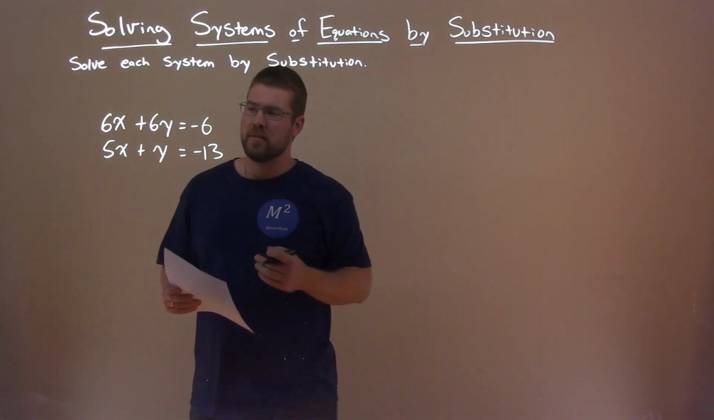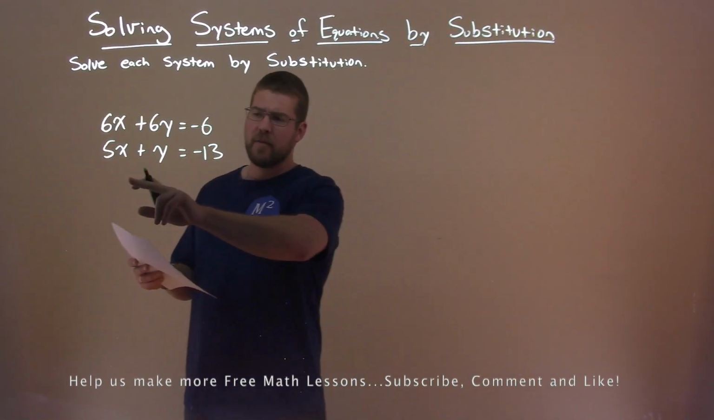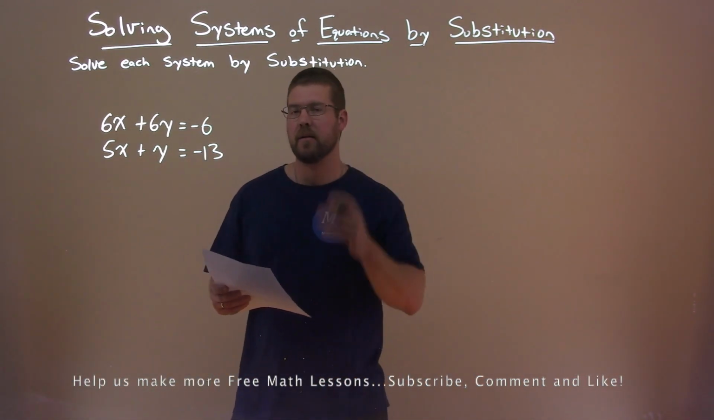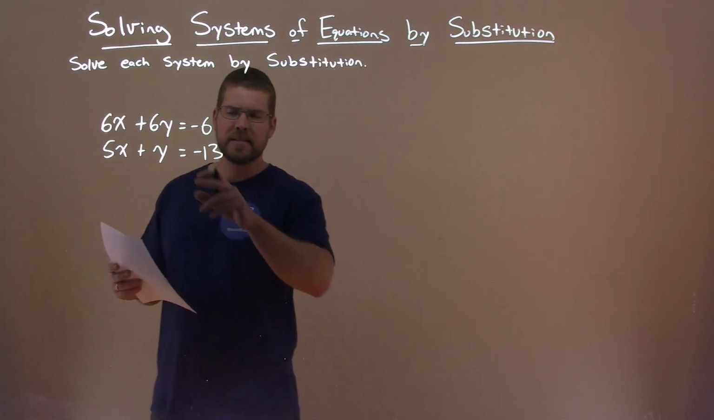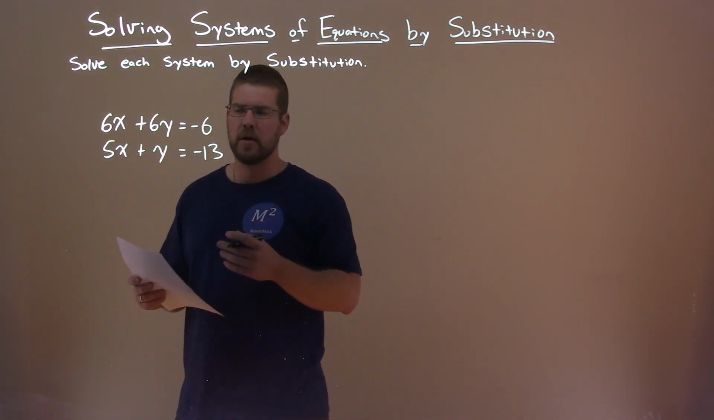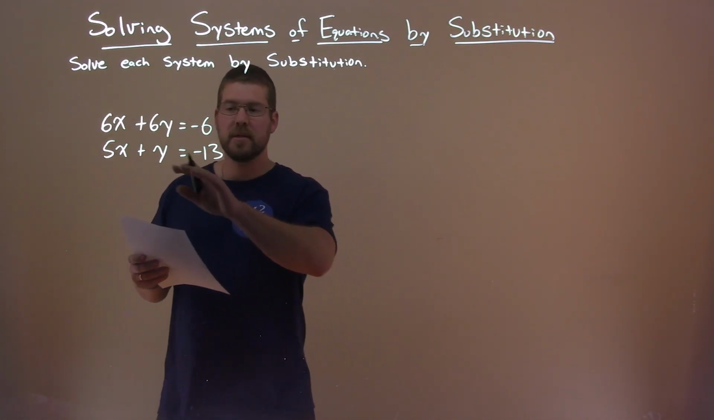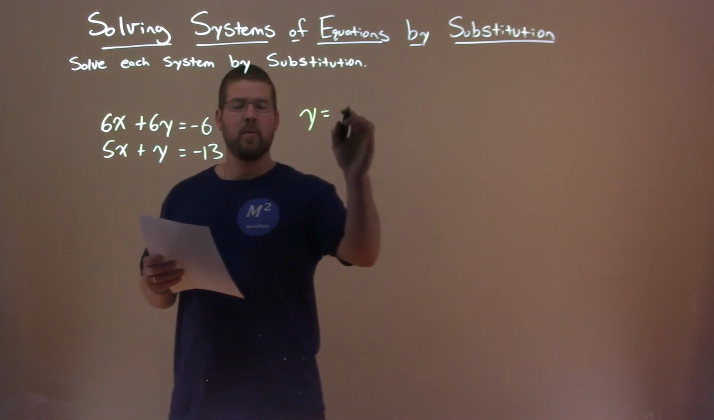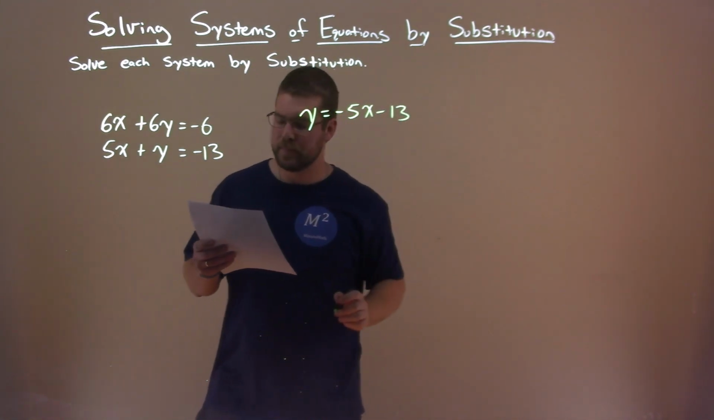We're given this system, 6x plus 6y equals negative 6, 5x plus y equals negative 13, and we need to solve this system by substitution. I want to get a variable by itself, and I see the second equation is the easiest way to do that. All I have to do is subtract a 5x from both sides, and y is completely by itself. So we do that and subtract a 5x, and we get y equals negative 5x minus 13.